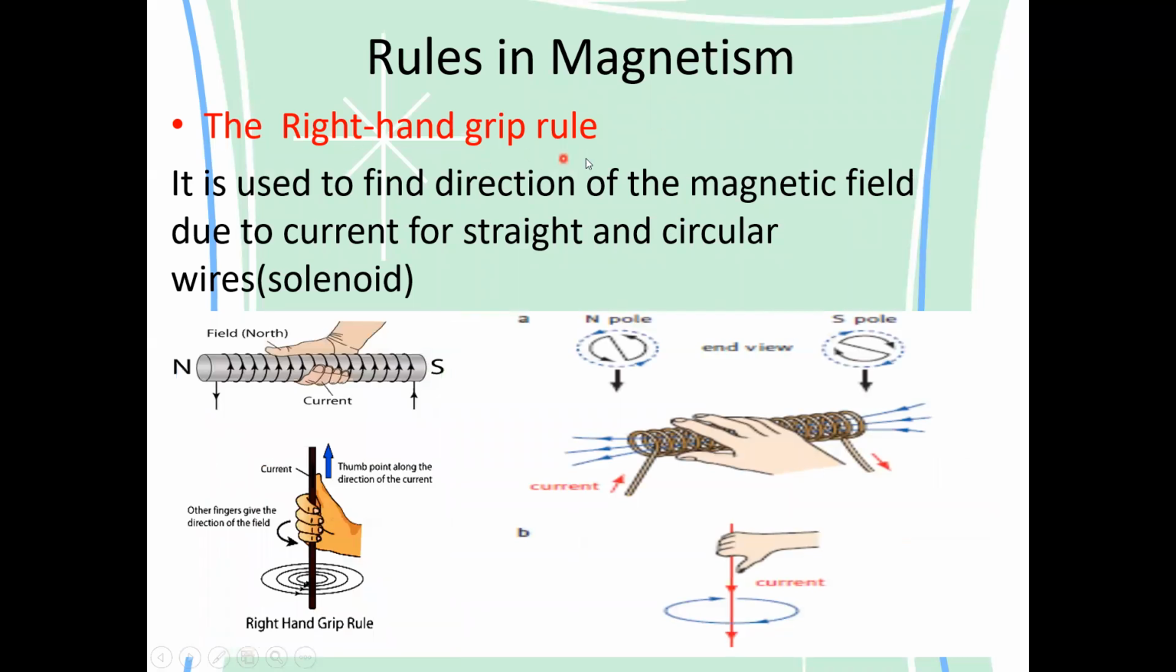The first one is the right hand grip rule. The right hand grip rule is used to find the direction of a magnetic field for a straight or a circular wire such as a solenoid. So if we know the direction of the current for a straight wire or a circular wire, we can use the right hand grip rule to find the direction of the magnetic field.